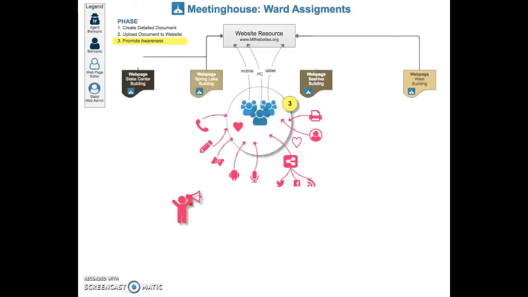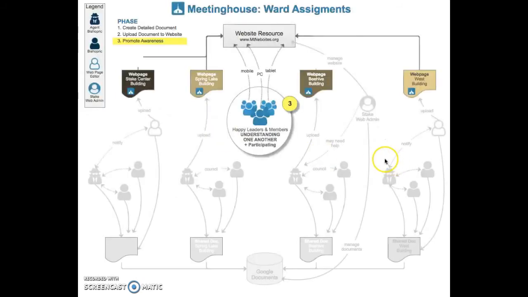Once they start connecting, members will then see the website, but we have to continue to promote awareness by just talking about it in everyday conversation. For instance, in the sacrament program at the bottom, you could have a link that says, for ward assignments, here's the link. And what that will do is, once the members understand what the assignments are, once leaders understand how they can promote the details of what actually is happening and who's in charge of what, then we'll have happy leaders and members understanding one another and participating more. Hope that helps.